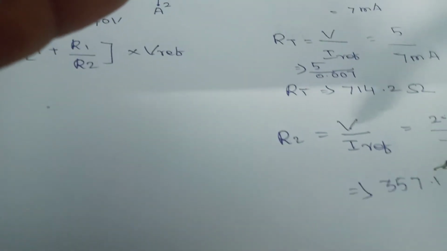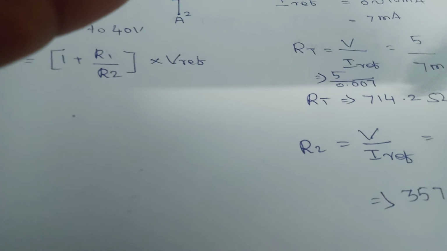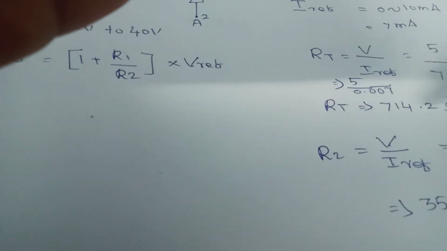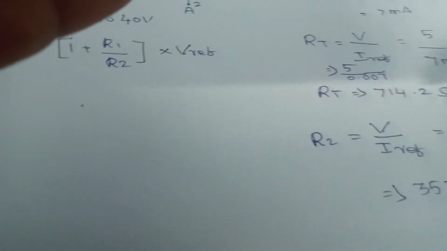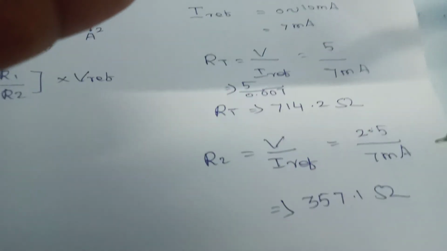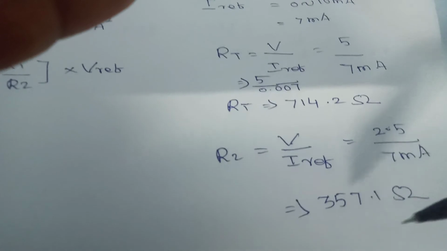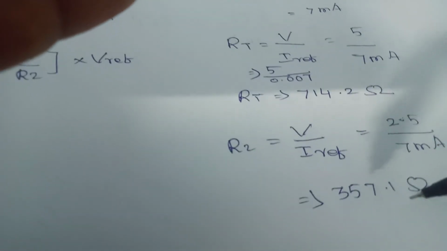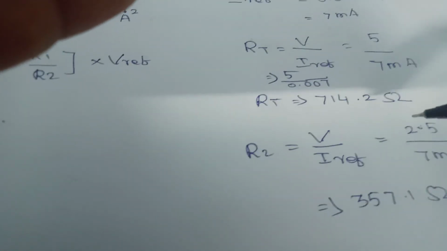Now I need to find R2. I know V reference divided by I reference. For 7 milliampere and 2.5 volt, I can calculate 357.1 ohm. V I know, so V I am taking here.